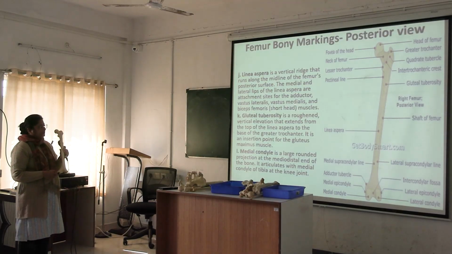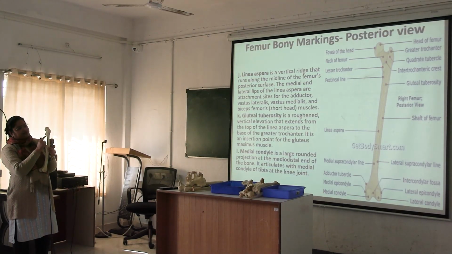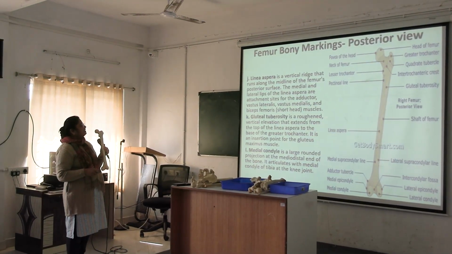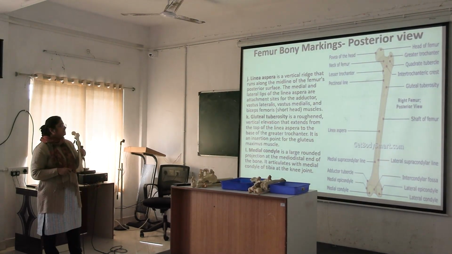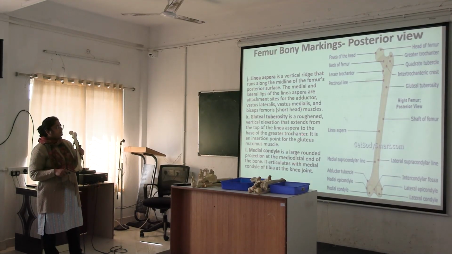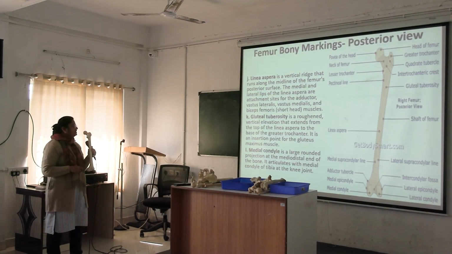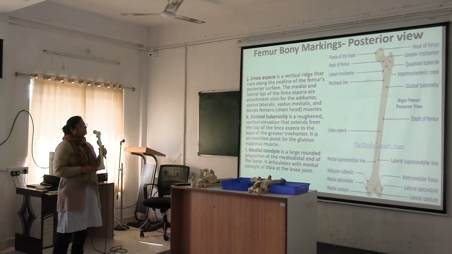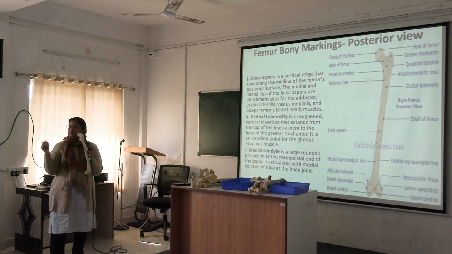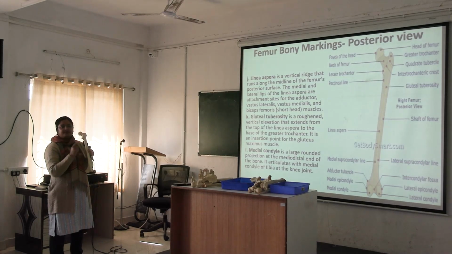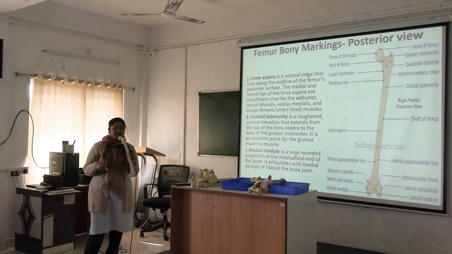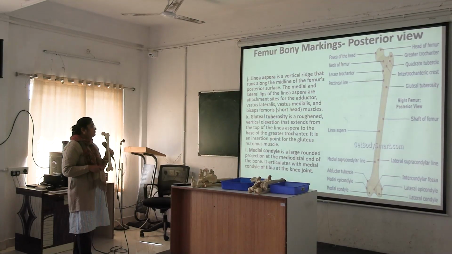Next is gluteal tuberosity. See, this part is the gluteal tuberosity. Gluteal tuberosity is a roughened vertical elevation that extends from the top of linea aspera to the base of the greater trochanter, and it is an insertion point for the gluteus maximus muscle. So one-fourth of the fibers of gluteus maximus are inserted over this gluteal tuberosity and the rest three-fourths into the iliotibial tract.